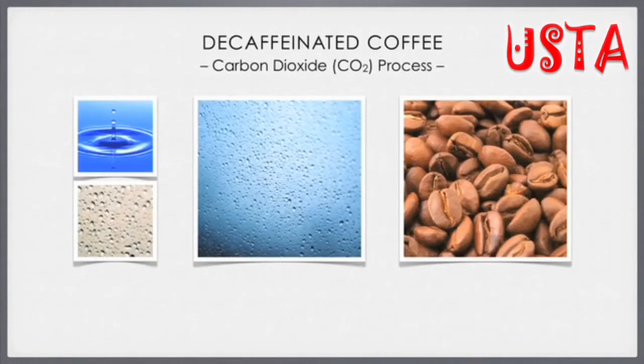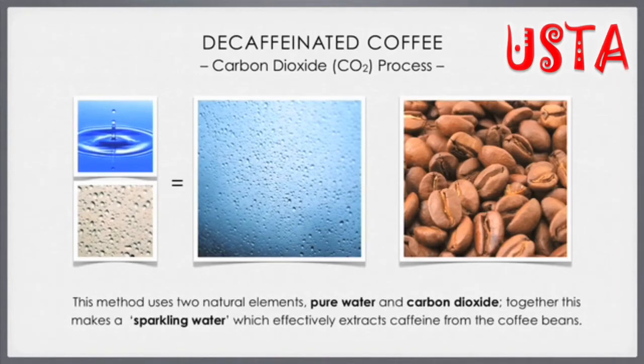The final method is the carbon dioxide process. This method uses 2 natural elements, pure water and carbon dioxide. Together, this makes a sparkling water, which effectively extracts the caffeine from the coffee beans. This works due to the fact that when carbon dioxide is compressed, it can behave partly as a liquid and partly as a gas, and can also selectively bond with caffeine.